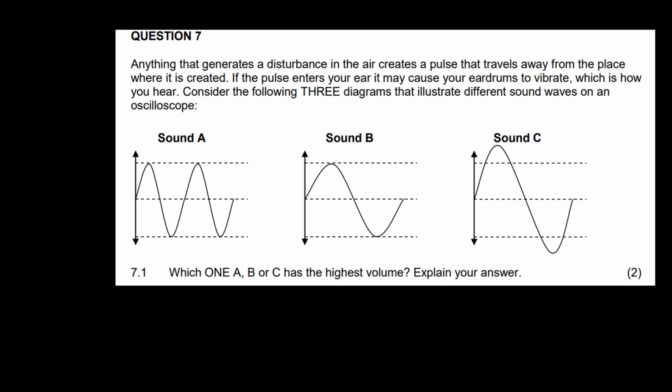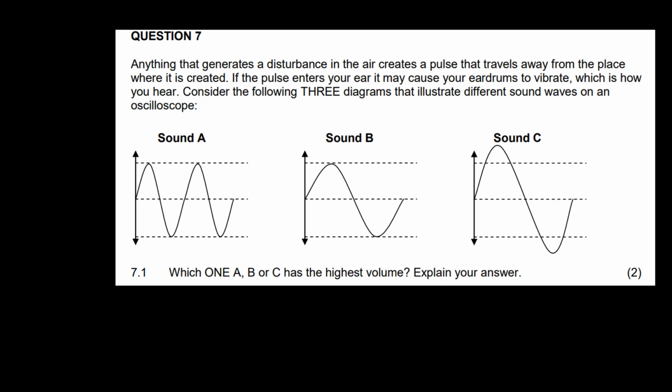Question 7.1. Which one, A, B, or C, has the highest volume? Explain your answer. Volume is directly proportional to amplitude. This means that the higher the volume, the larger the amplitude. So to answer this question, we must identify the sound with the largest amplitude.